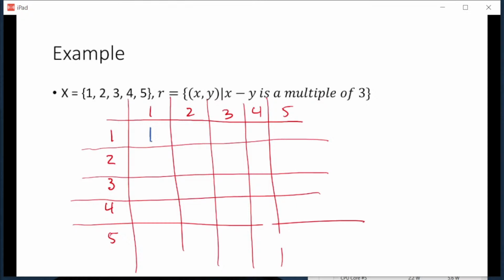What about 1 and 2? Is 1 related to 2? Well, 1 minus 2 is negative 1, and negative 1 is not a multiple of 3. So that's going to get a 0 there. I'll do this top row, but then you're going to do the rest for me. Is 1 related to 3? Well, 1 minus 3 is negative 2, which is not a multiple of 3. What about 4? 1 minus 4 is negative 3. Negative 3 is a multiple of 3. It happens to be negative 1 times 3. So that'll be good. And then 1 minus 5 is negative 4, not a multiple of 3.